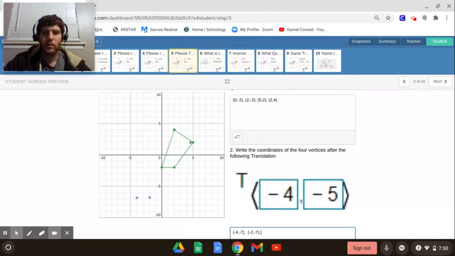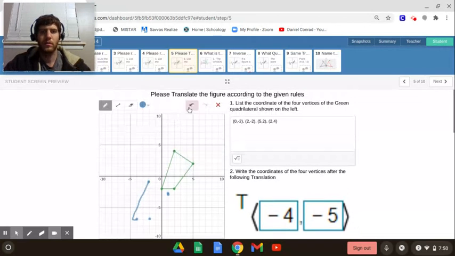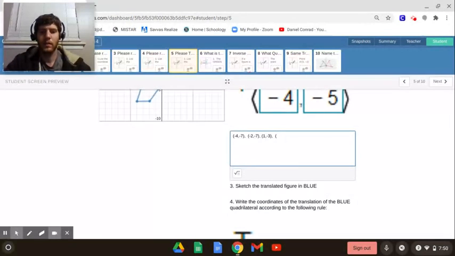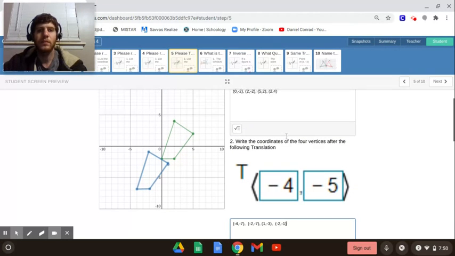Then let's take this one, go 4 left, 1, 2, 3, 4, and then 5 down, 1, 2, 3, 4, 5. That's going to put us at 1, negative 3. Then this one here, 4 left, and then 5 down. That puts us at negative 2, negative 1.